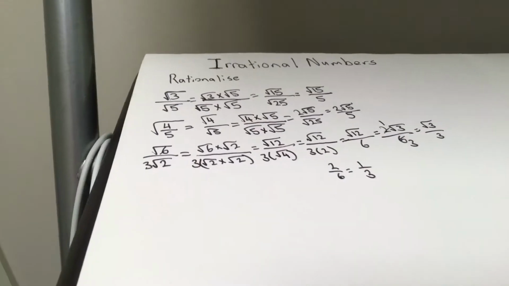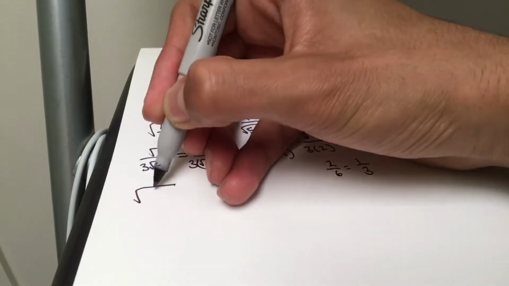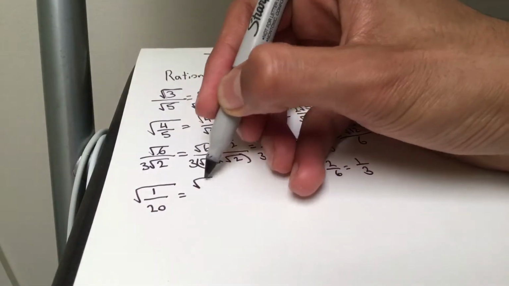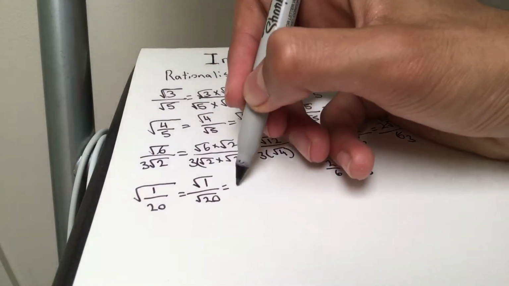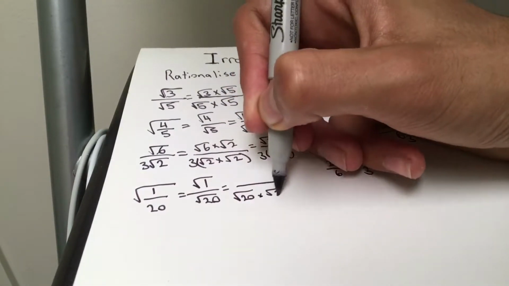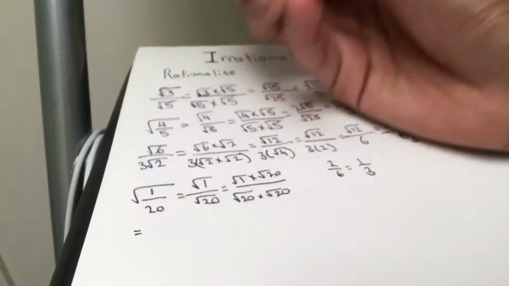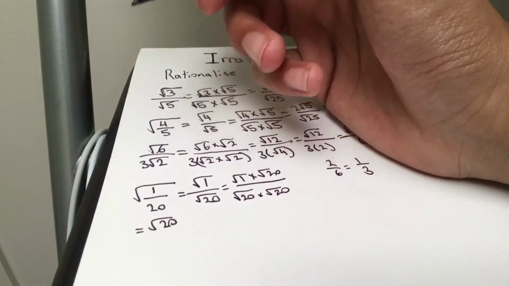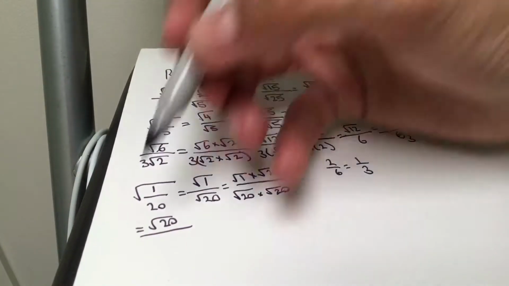Okay, so now let's move on to another question. Let's do square root 1 over 20. Okay, we can rewrite it as square root 1 over square root 20. And the first step is to get rid of the radical sign. So we're going to times it by itself. So square root 1 times square root 20 is square root 20. And square root 20 times square root 20 is 20.